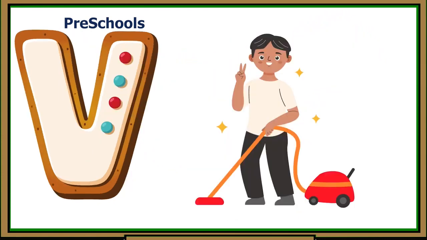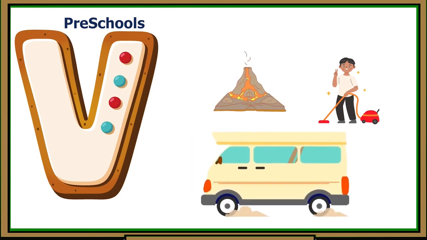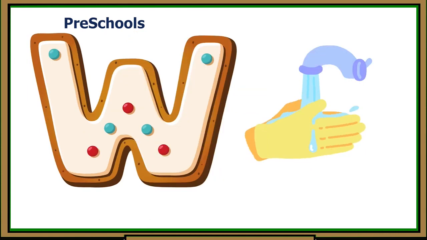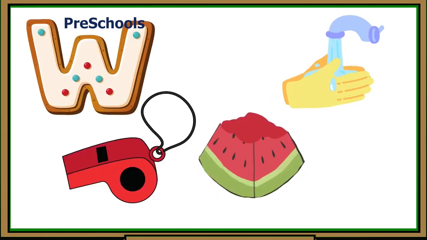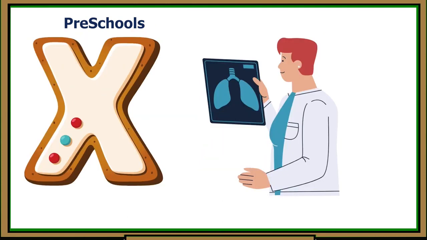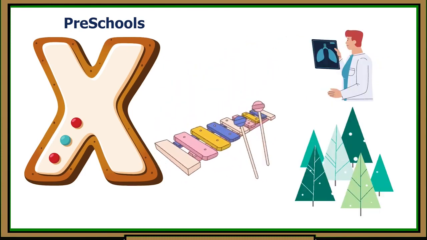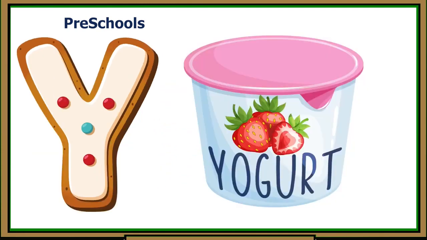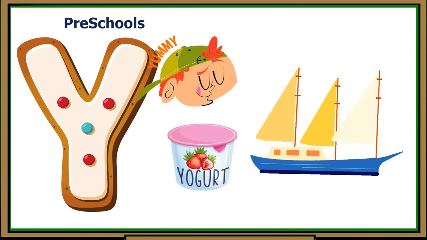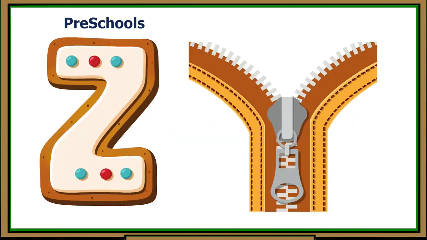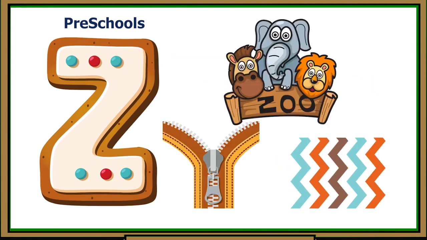V for vacuum cleaner. V for volcano. V for van. W for water. W for whistle. W for watermelon. X for X-ray. X for Xmas tree. X for xylophone. Y for yogurt. Y for Emmy. Y for axe. Z for zip. Z for zigzag. Z for zoo.